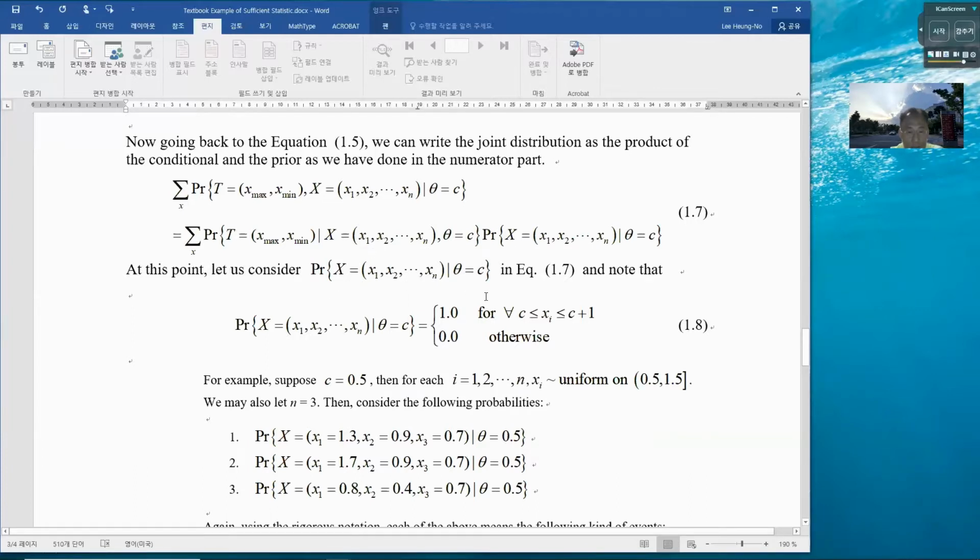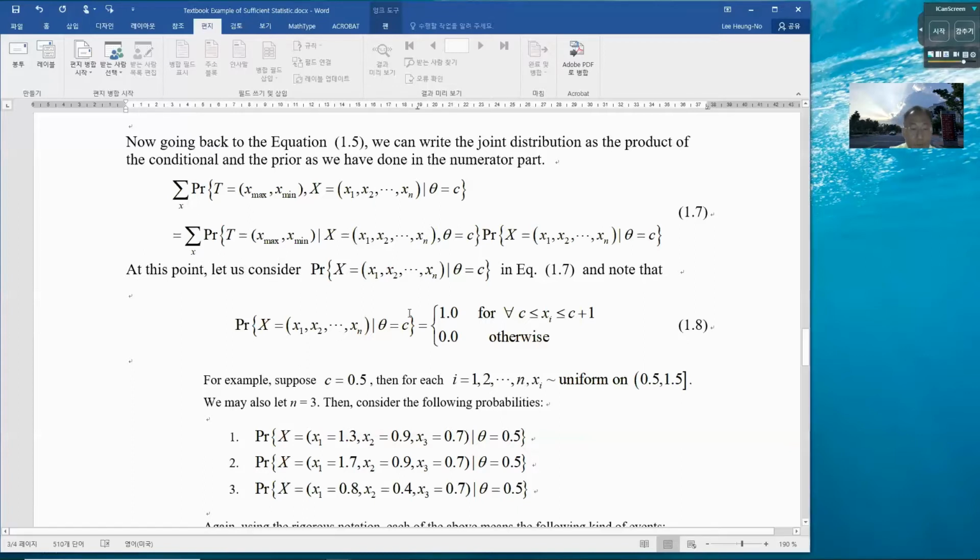And this one says theta is given to be c. So theta is no longer a random variable. It is a number c. And theta is said to be uniform over theta to theta plus 1. But theta is given to be c, so the distribution is uniform over the interval from c to c plus 1.